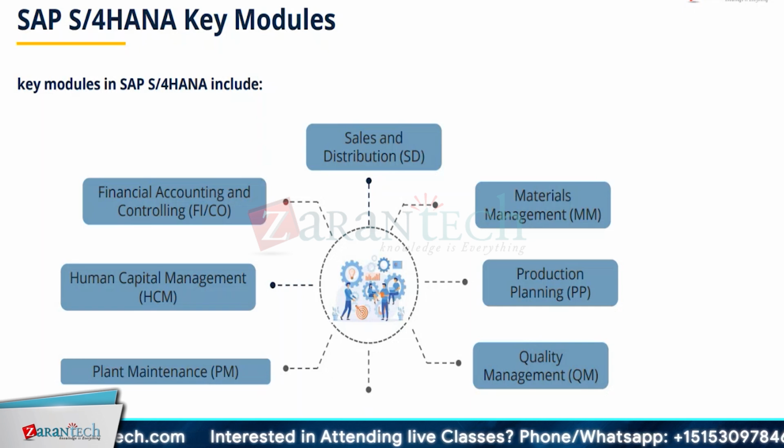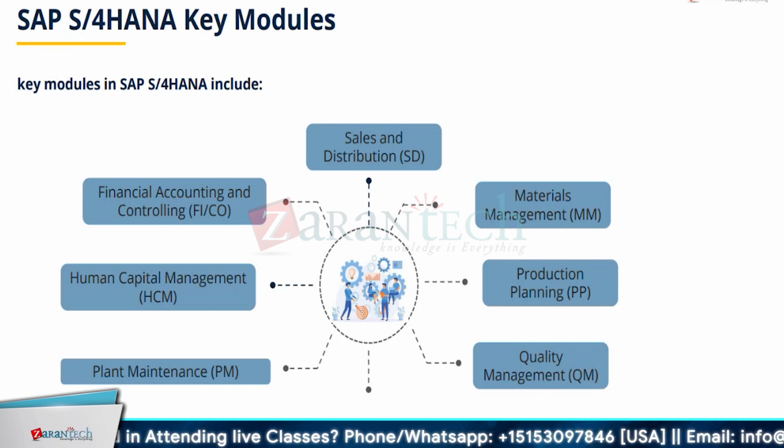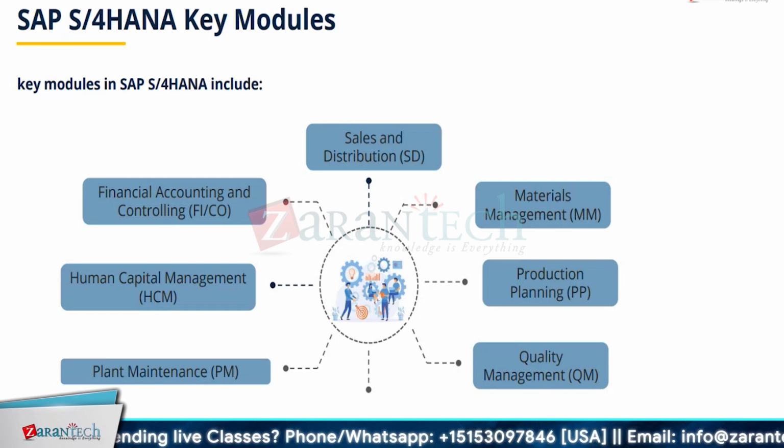Okay. Now coming to the next. These are the key modules which will be there in the SAP S/4HANA private cloud. I think we have talked about the majority of this: SD, MM, PP, QM, project systems. These are all the key modules which SAP S/4HANA delves into.